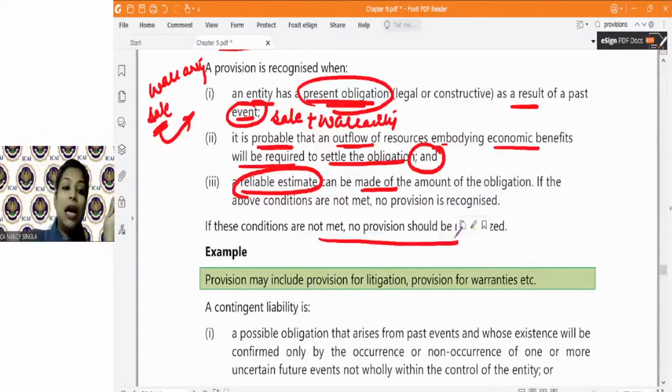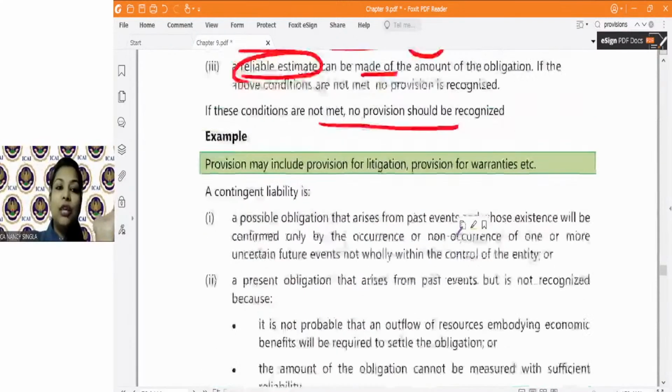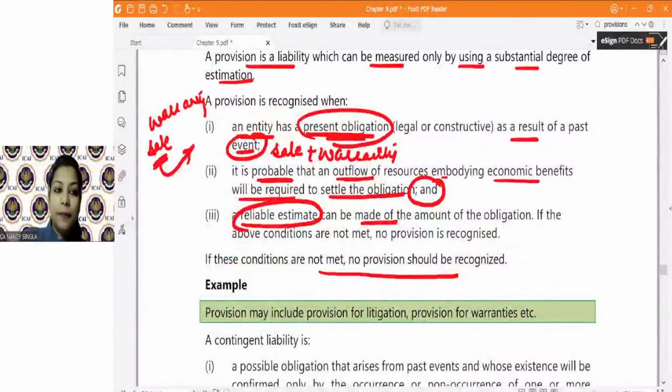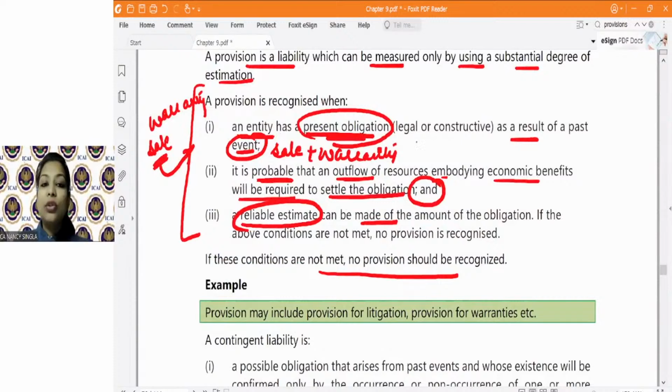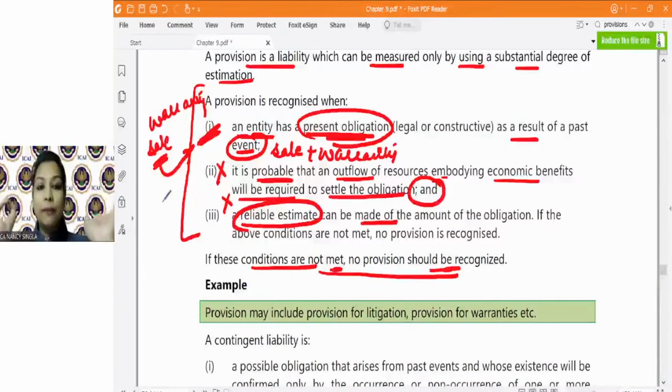ठीक है. Now contingent liability क्या होता है? So if I consider this definition, यहाँ पर provision क्या होता है? When all the three conditions are satisfied. But contingent liability में, if this first condition is only satisfied, but these two conditions are not satisfied, then see, यहाँ क्या लिखा है? These conditions are not met, no provision shall be recognized. So if there is a present obligation as a result of past event, but it is not probable that outflow होगा, and reliable estimate cannot be made, तो क्या करना है? Provision तो नहीं बनाना है. Then it will be shown as a contingent liability.